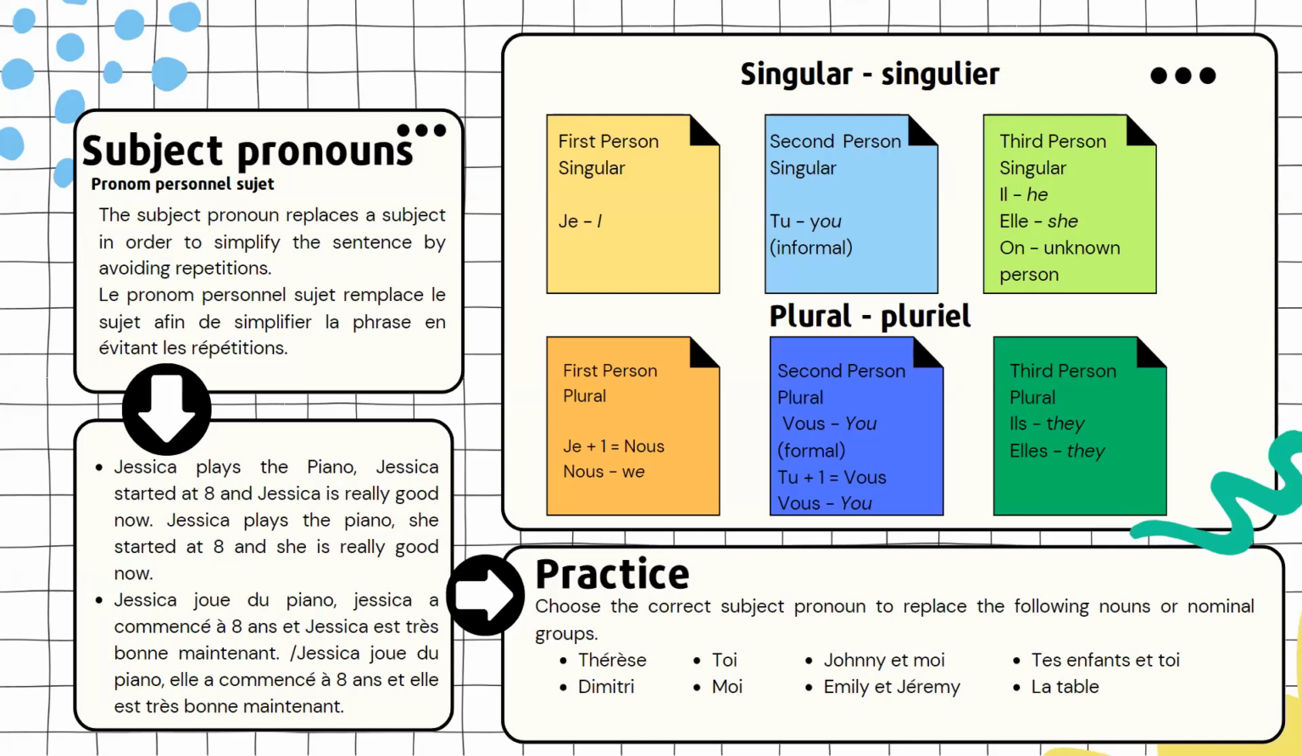For example, Jessica plays the piano, Jessica started at 8 and Jessica is really good now. In reality, we would say something like Jessica plays the piano, she started at 8 and she is really good now. So we remove Jessica and we replace it by she after the first time.